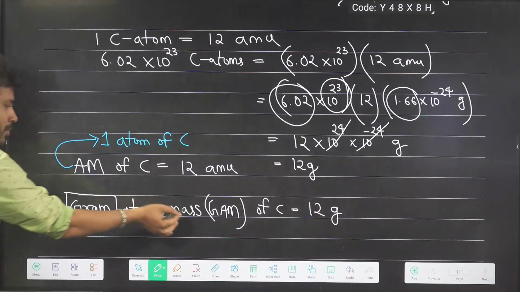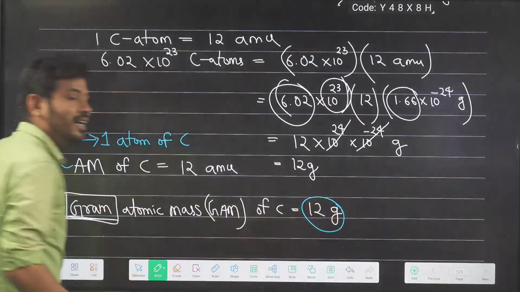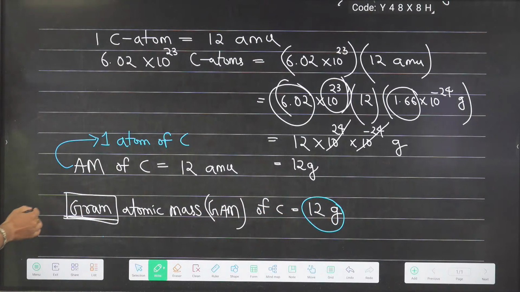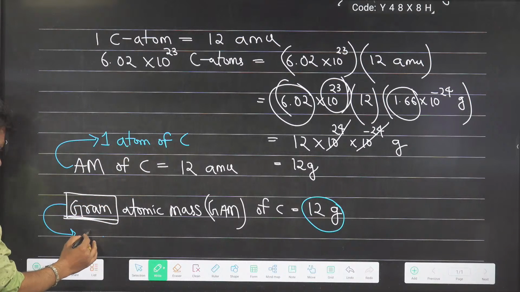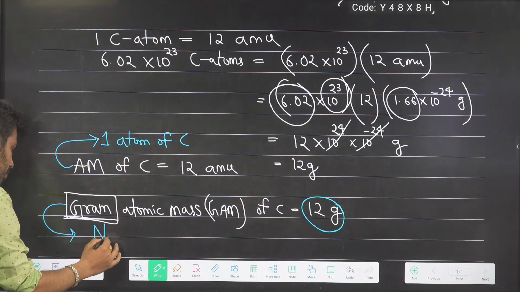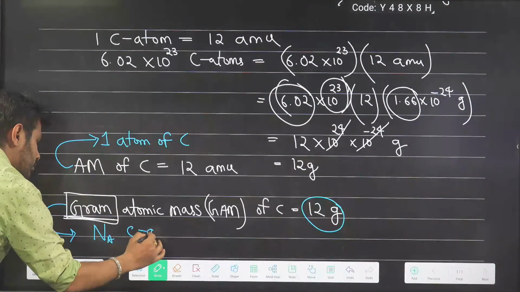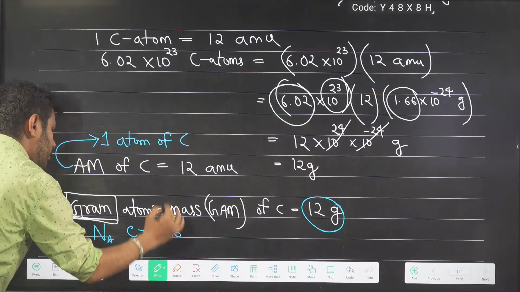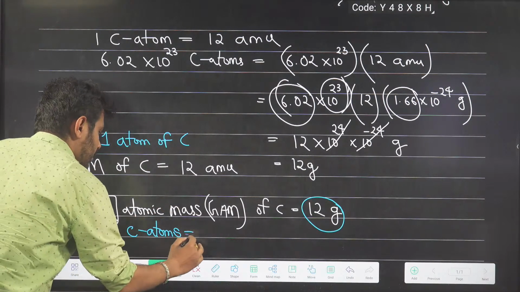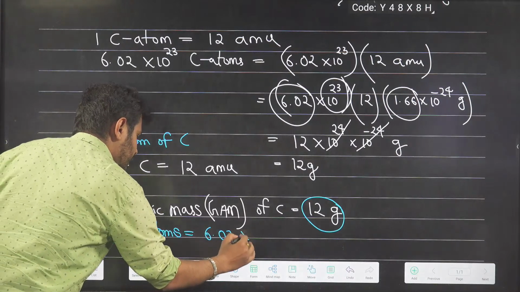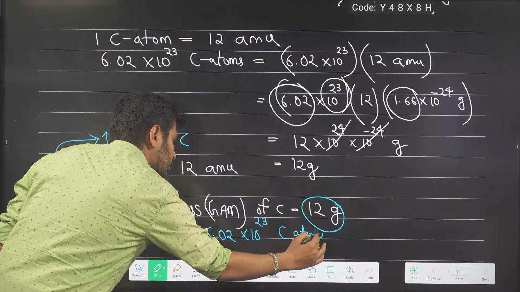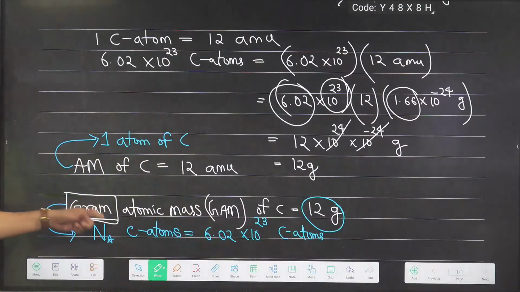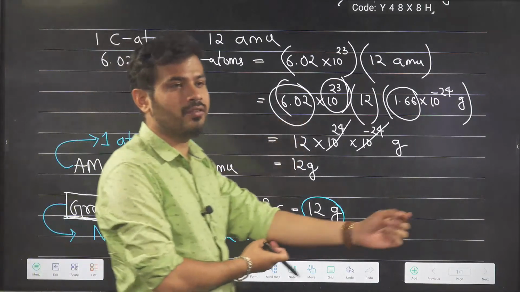But gram atomic mass, which is 12 gram, here how many atoms of carbon will be there? Here we will not have one single atom. One single atom can never be 12 gram. It is not going to be that much heavy. Here we will have Na number of carbon atoms. What is Na? Which is Avogadro's number. Na number of atoms means 6.02 into 10 to the power of 23 carbon atoms. If you take these many carbon atoms, then it is going to be 12 gram.